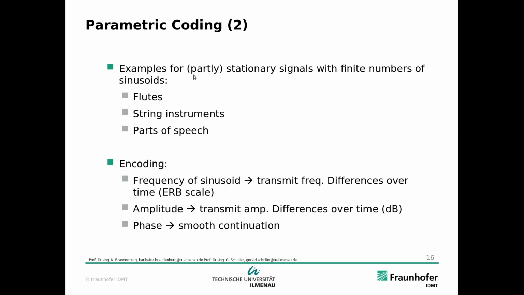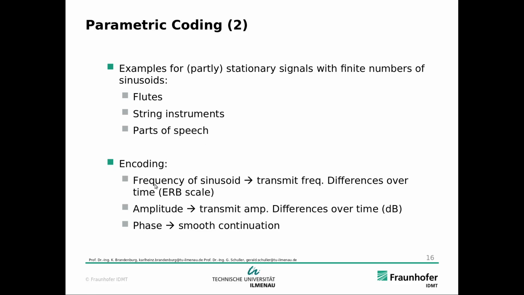So examples for partly stationary signals with a finite number of sinusoids would be flutes or string instruments or parts of speech. Right? Here you have just one audio object, and this has a relatively simple source model, like a limited number of sinusoids. So this is very stationary. Like when you have a flute, you have a stationary sound. It doesn't change too much. Same for string instruments, and if you have tonal speech, right, like vowels R and O.